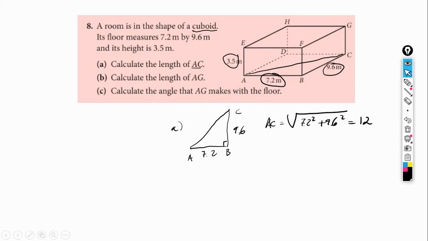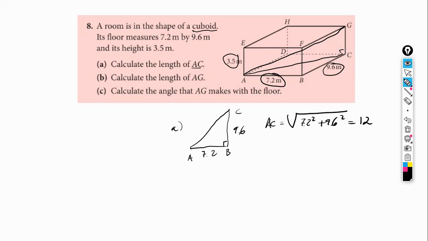And that's part B, which says calculate the length of AG. So AG is another diagonal. But AG is a diagonal that we can see in the drawing here. It goes from this vertex to that vertex. So this is a triangle that is actually standing up, so to speak, but it's also a right triangle. So we have this here.